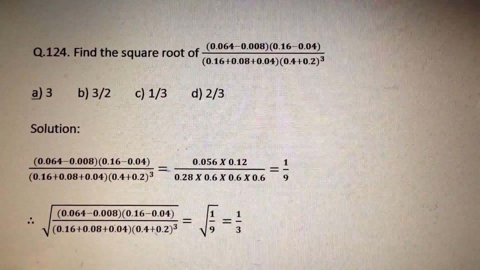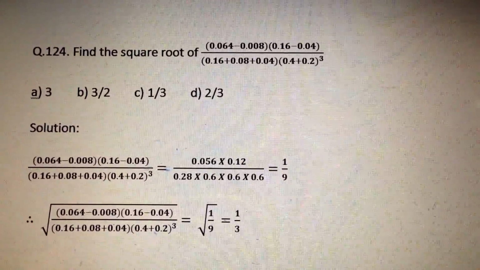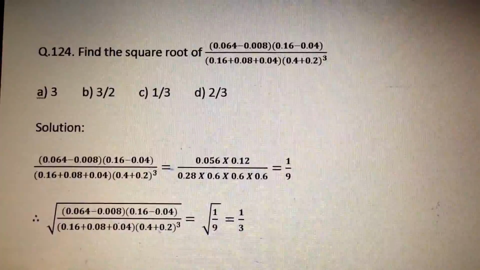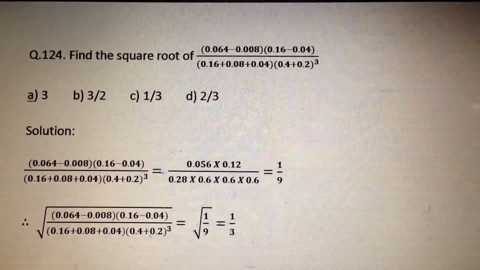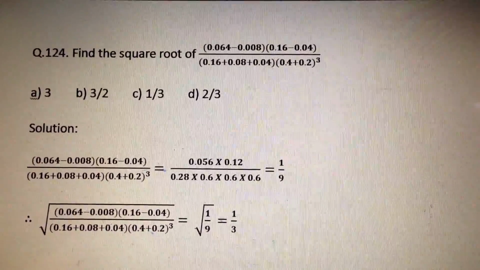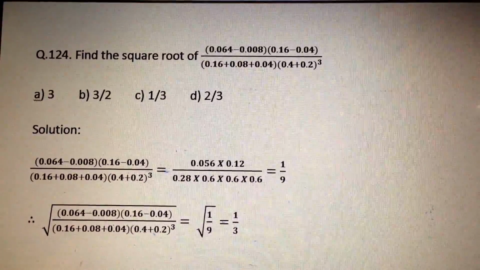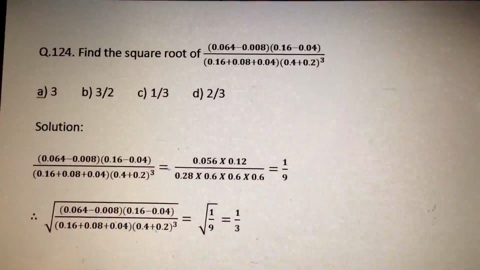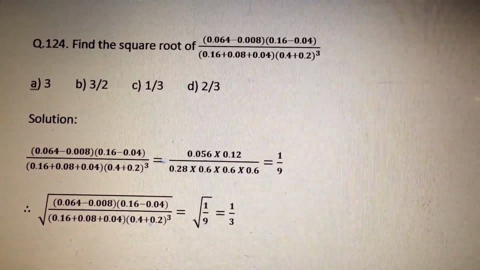Next question. Find the square root of 0.064 minus 0.008 into 0.16 minus 0.04 by 0.16 plus 0.08 plus 0.04 into 0.4 plus 0.2 whole cube. There is nothing much to explain you about this problem. We have to simplify the given problem.